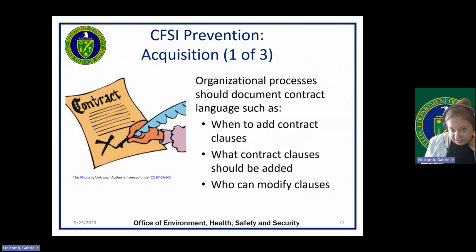Contract clauses. Understanding and defining when or what contract clauses are applicable is a very important aspect to prevention and may also be an important aspect if a counterfeit, fraudulent, or suspect item is identified at your organization. Contract clauses are often what is used during civil liability cases to determine if funds may be recouped.